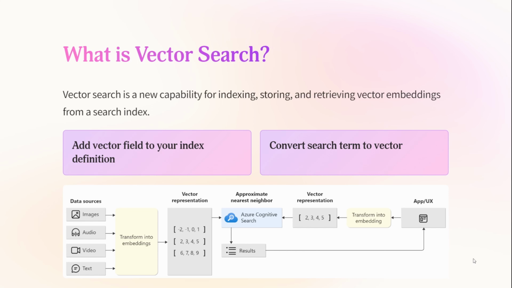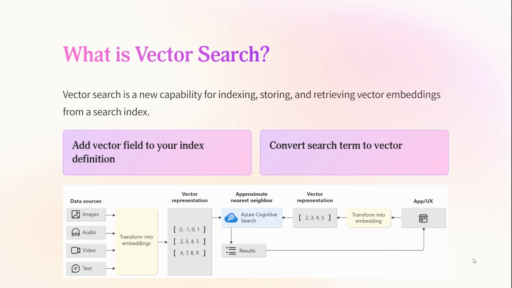What is Vector Search? Vector Search is a new capability, part of Azure Cognitive Services, which will be used for indexing, storing, or retrieving vector embeddings from a search index. In simple layman terms, anything that is being passed into a search index will be converted into a vector. And then whenever we are doing a query, that query is also converted into a vector. Basically, whenever you do this, a vector field is being added to the index definition. And then whenever we are pushing the data to the index, we also convert the content into a vector, and then that is being added to that field.